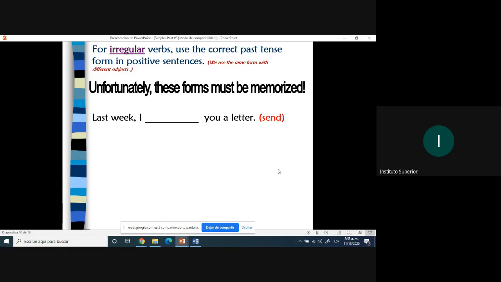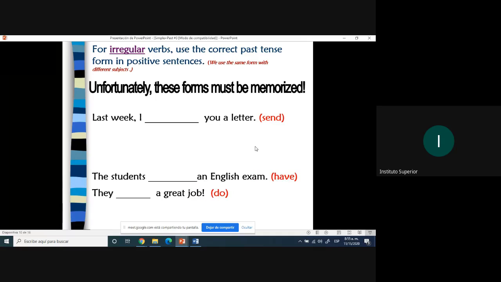Not all at the same time, just one at a time, please. Last week, I sent a letter. Last week, I sent a letter. Last week, yes? Come on, let's say it. No te cohibas, por favor, dilo. Last week.